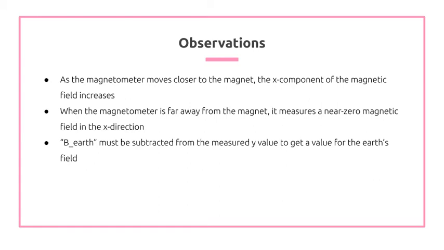Before we get into the calculations, I want to discuss some of the observations I made while gathering my data. I noticed as the magnetometer moved closer to the magnet, the x component of the magnetic field increased, and when the magnetometer is far away from the magnet, it measured a near zero magnetic field in the x direction. Another observation I thought was important was that the B Earth value must be subtracted from the measured y value in order to get a value for the Earth's magnetic field.